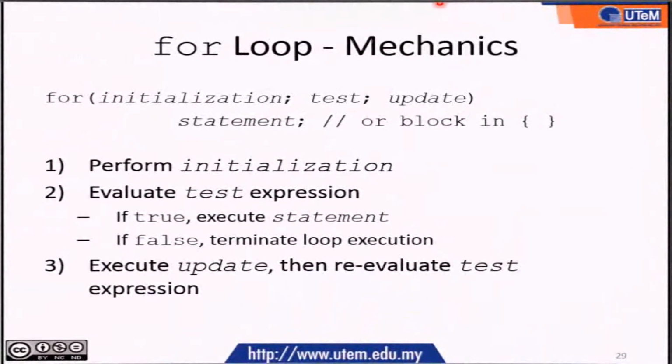So what happens when we execute the for loops? First, it will set the initialization on the variable. Then on the test expression, the variable that we initialize will be checked whether it meets the condition or not. If it is true, it will execute the statement, and if it is false, it will terminate the loops. Then it will execute the update and then repeat the process again.